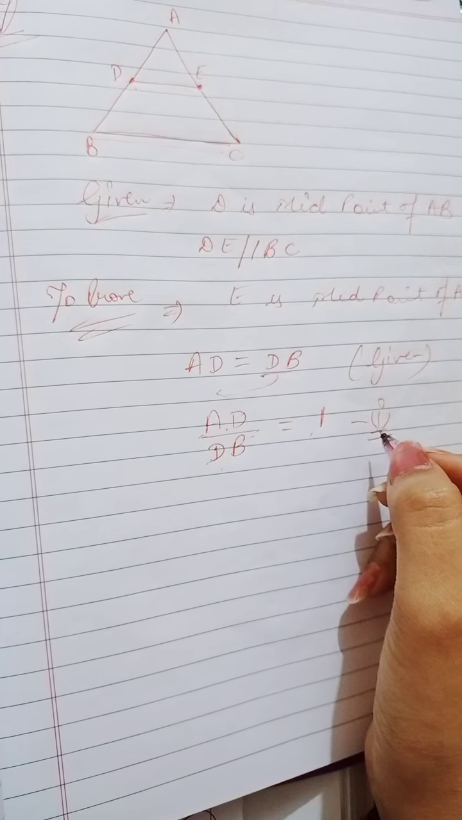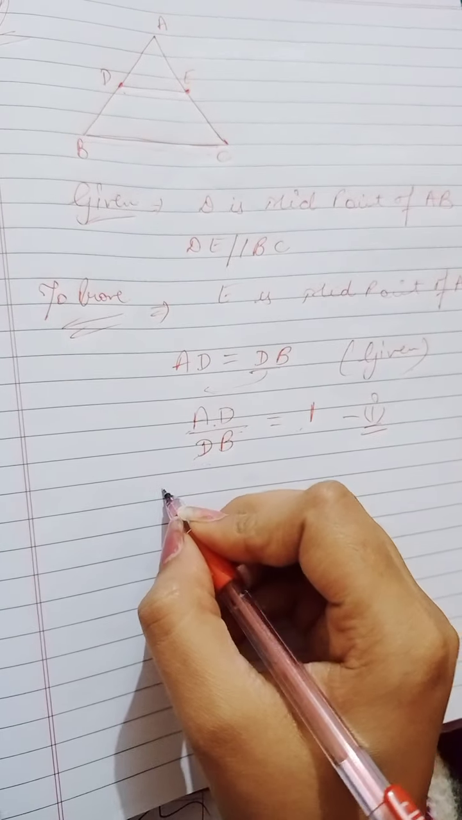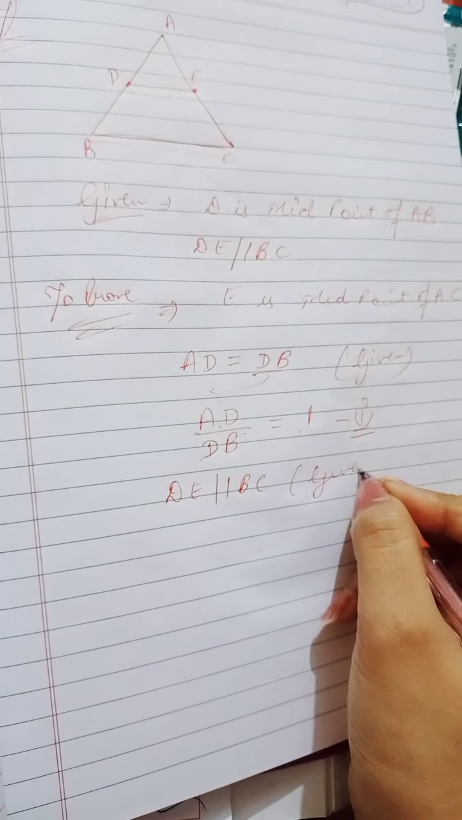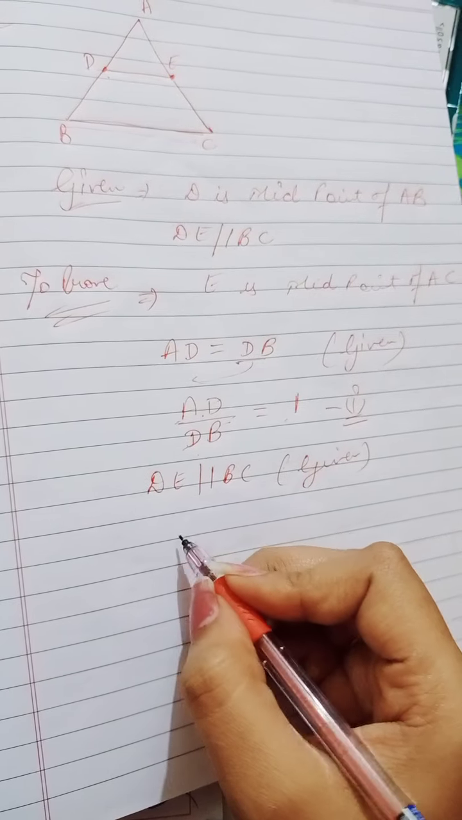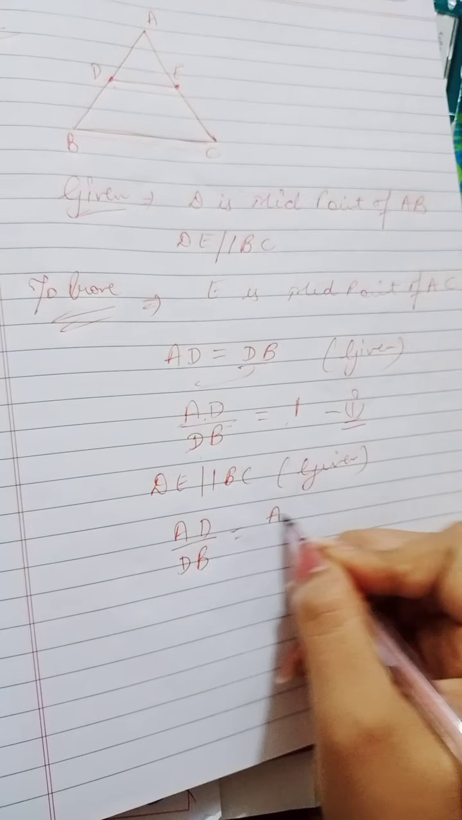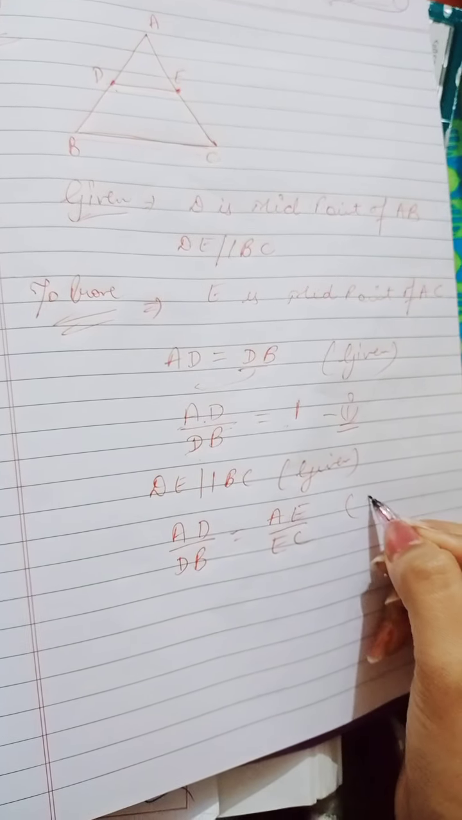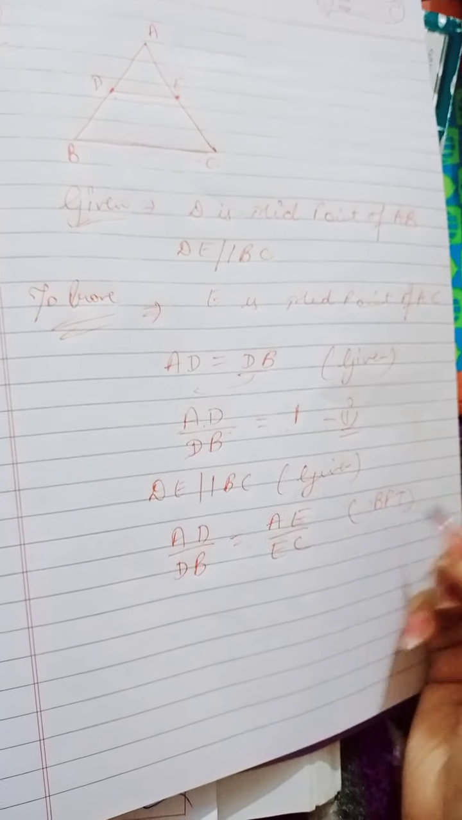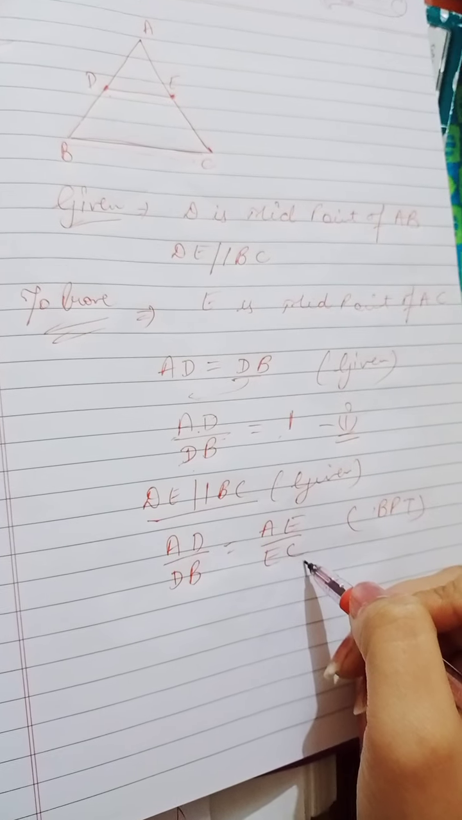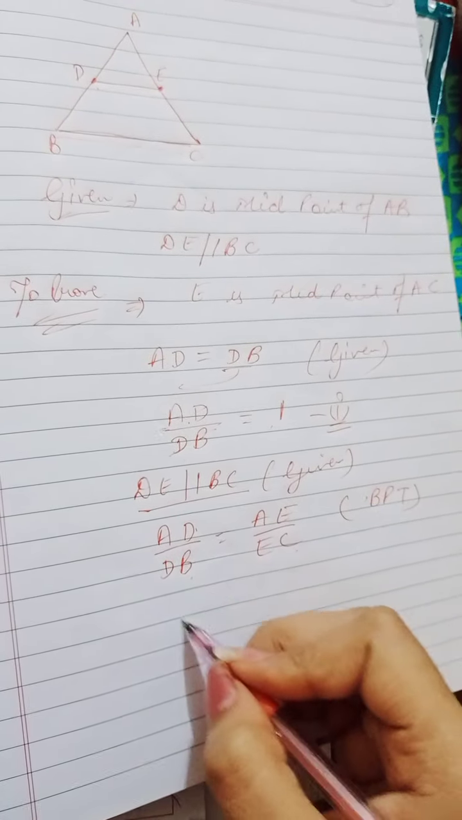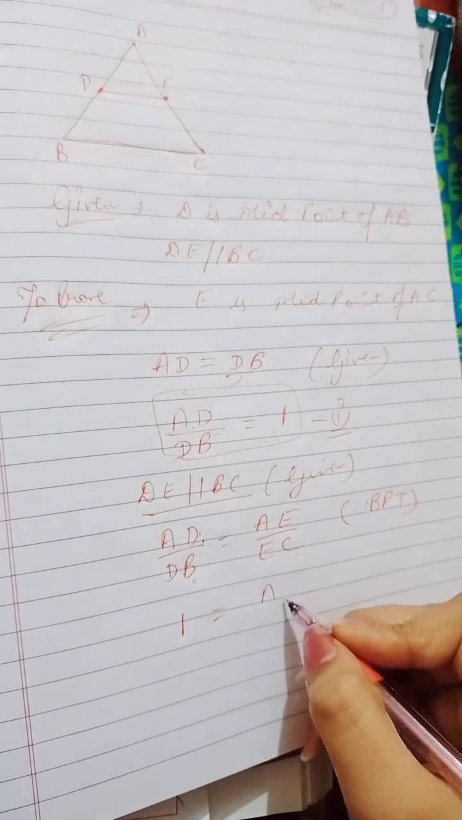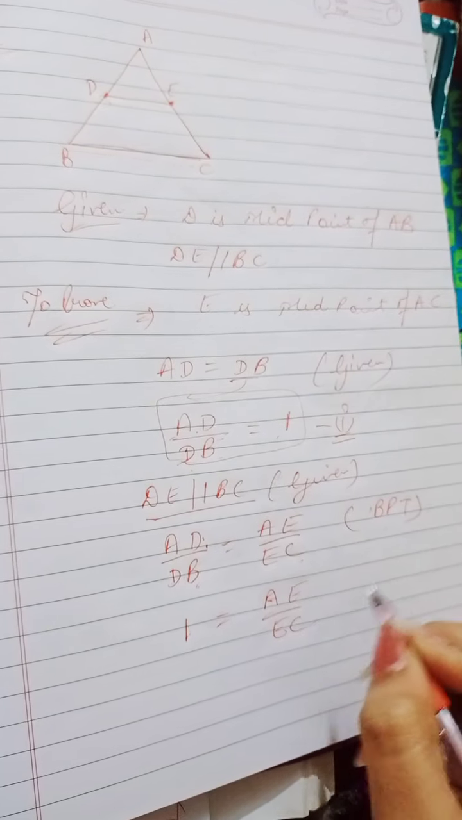From D, a line is drawn which is parallel to BC. So you can say that DE is parallel to BC, it is also given. Now AD upon DB would be equal to AE upon EC by using BPT, the basic proportionality theorem. Because the lines are parallel, the sides must be in proportion. AD by DB is 1 from equation 1. You can put the value of AD by DB as 1. Therefore, AE by EC would also be 1.